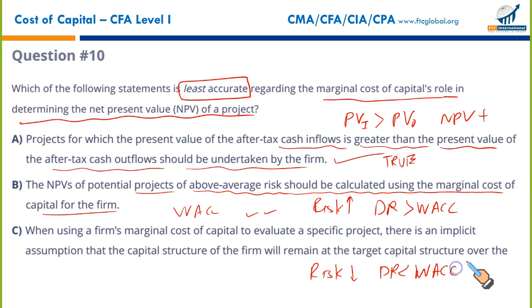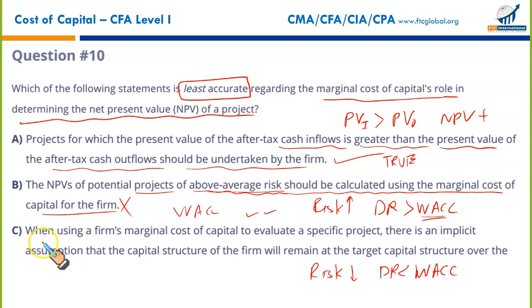But this statement B is totally in the opposite direction. If you are taking above average risk, your cost of capital should be increased. You need to increase your discount rate. You can't use the current weighted average cost of capital. Right? So this was inaccurate.